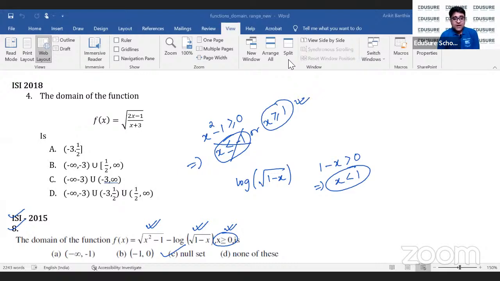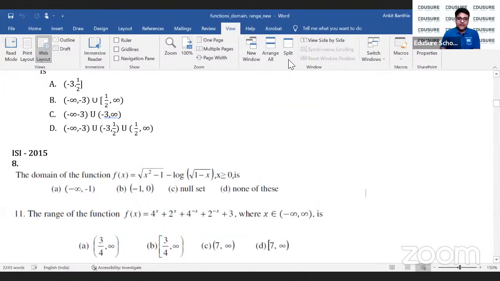Next, I will be doing a range question. One particular range question, it's there on your screen right now. ISI 2015 question number 11. I am relaunching the poll so that you can answer A, B, C, or D for this range question. After this, we'll take a look at a latest DSC question, DSC 2019 question number 1.